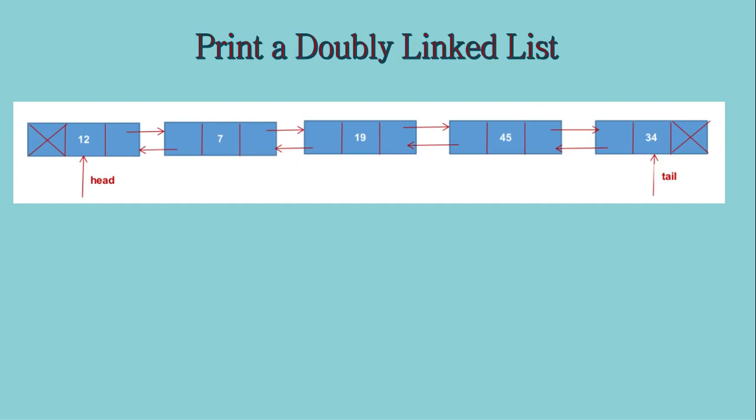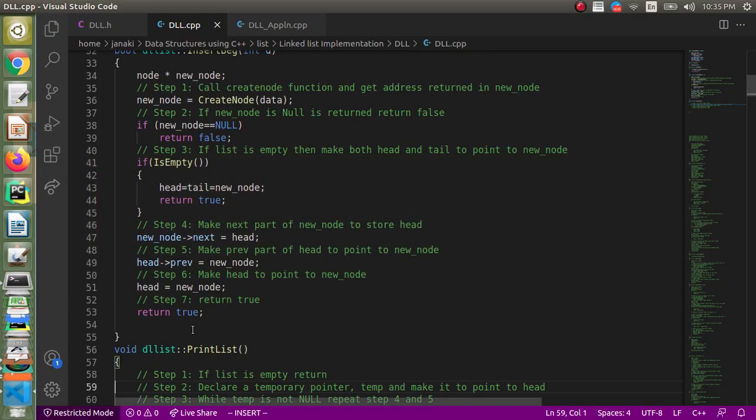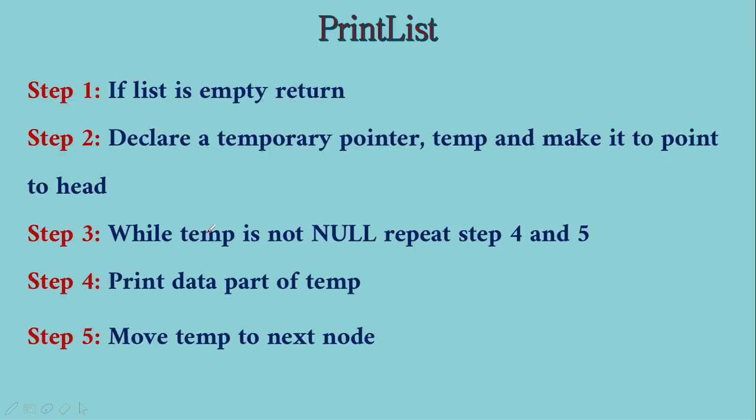Actually, head will be here, and sorry, temp will be here, and we have to move temp till the last value is printed. So we have to execute the body of the loop when temp is in the last node also, and we will stop printing only when temp moves outside the list. We can understand that temp has moved outside the list when it becomes null. So we have to check the condition: while temp is not null, we have to repeat steps 4 and 5 where we print the data and move to the next node. So the algorithm is here.